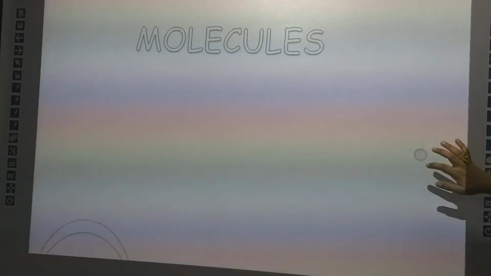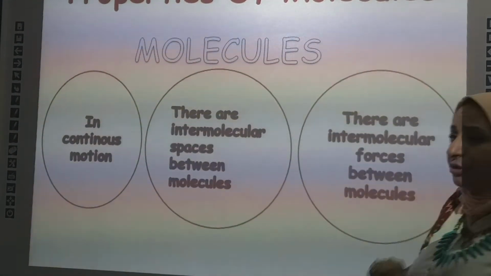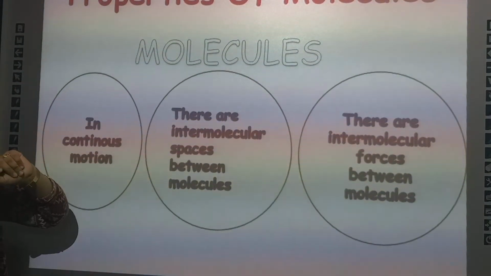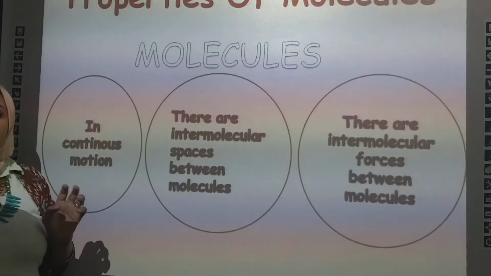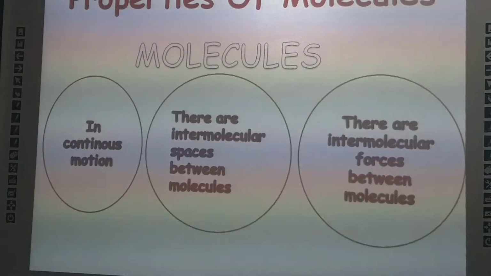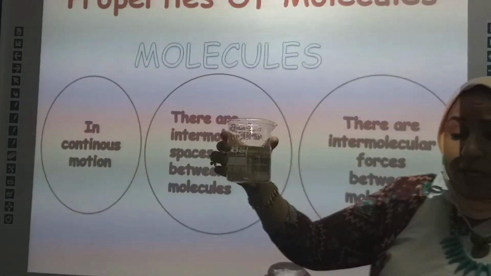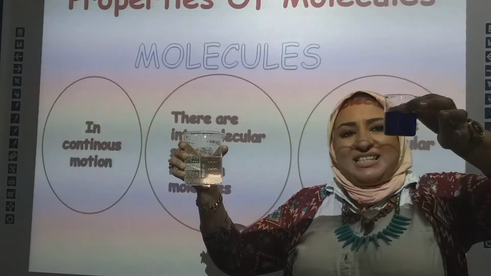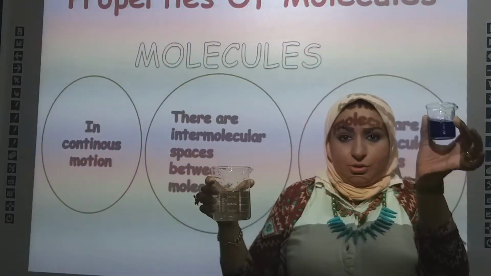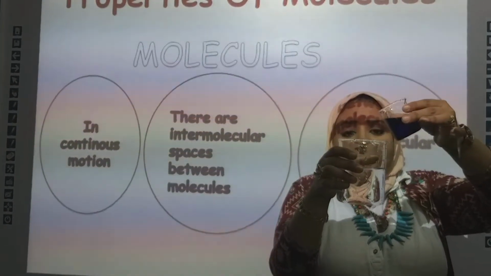Properties of molecules. Molecules are in continuous motion. How? Here, when we use perfume, its molecules spread all over the room. So molecules are in motion. Let's do another experiment. Here we have water. I'm going to use potassium permanganate solution. It's a violet color solution. I add drops of potassium permanganate to water.